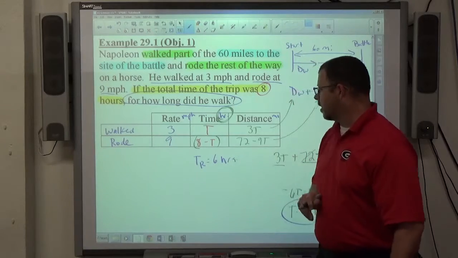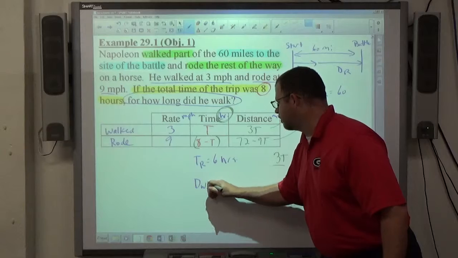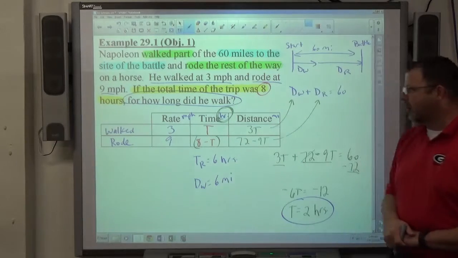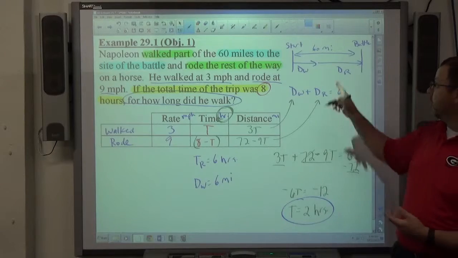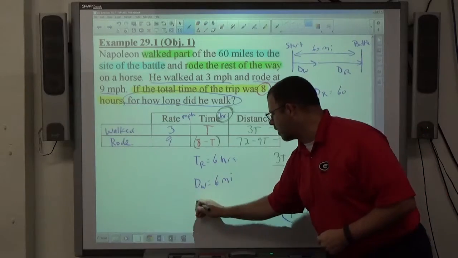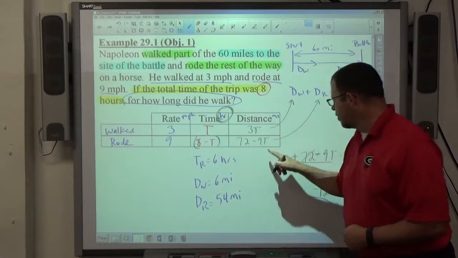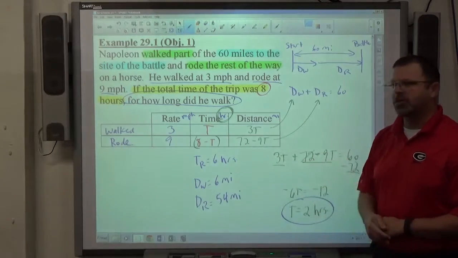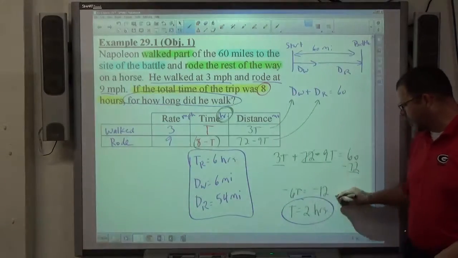How far did he walk? 6 miles. So his distance walking is 6 miles. How far did he ride? 54. There were 60 miles to the battle, right? So 6 miles walking, distance riding is 54 miles. You could have also put a 2 in there. 72 minus 18 also equals 54. These are all the questions they could have asked me. They asked me this one, so that's the end.